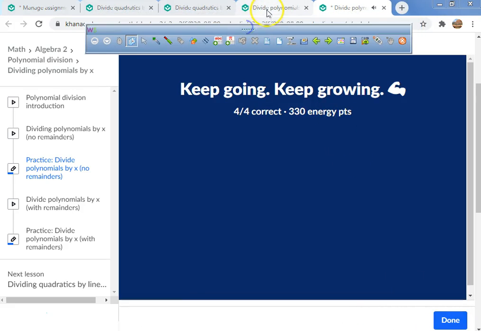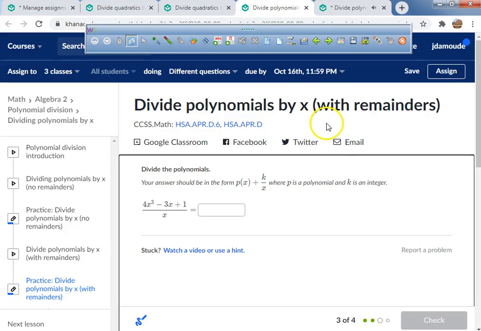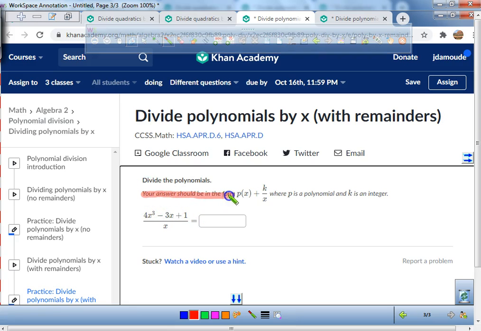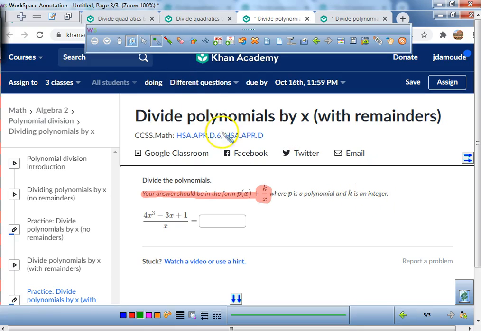Yay me. Now we're going over here to dividing with remainders. How do I divide with remainders? Here's a little hint. It gives you a hint. See here? It says your answer should be in the form of p of x plus k over x, where p is a polynomial and k is an integer. What the heck does that mean? We're going to show you. This makes it really easy.